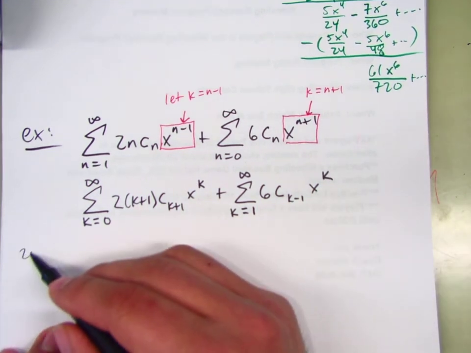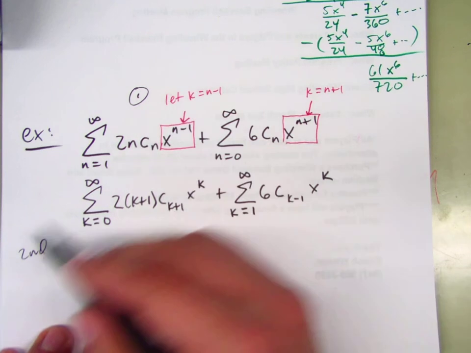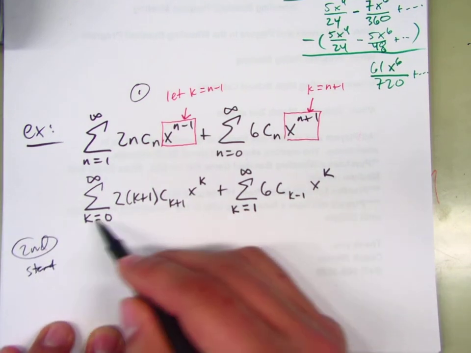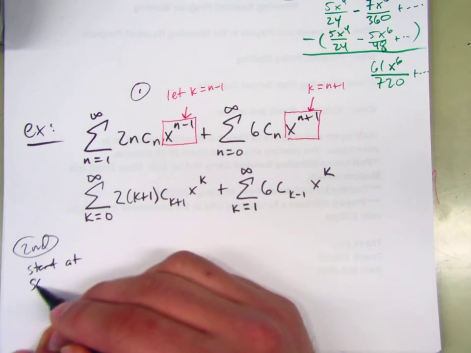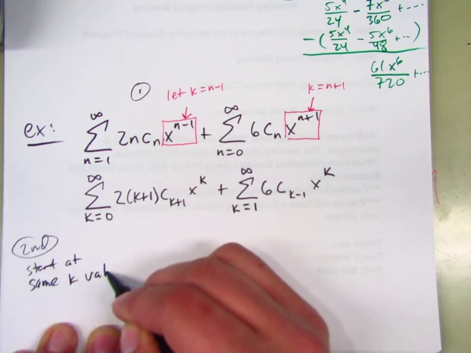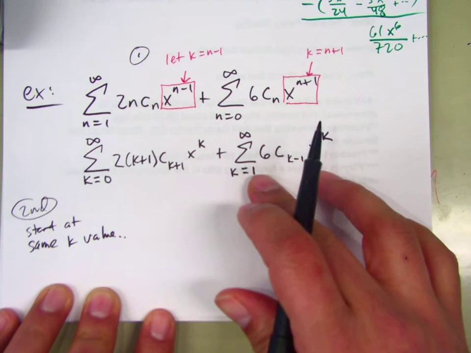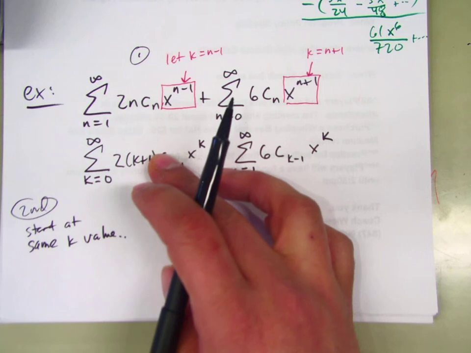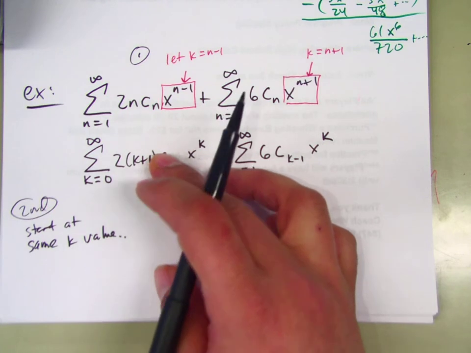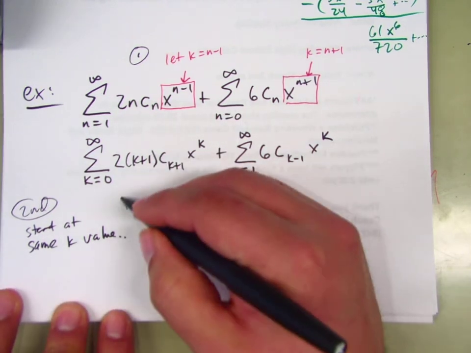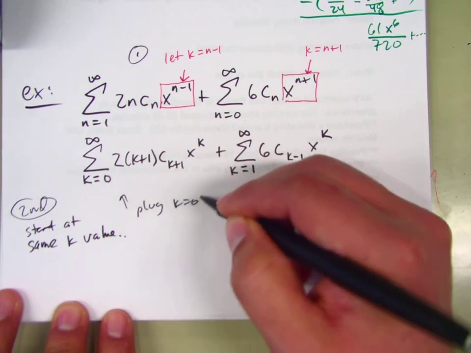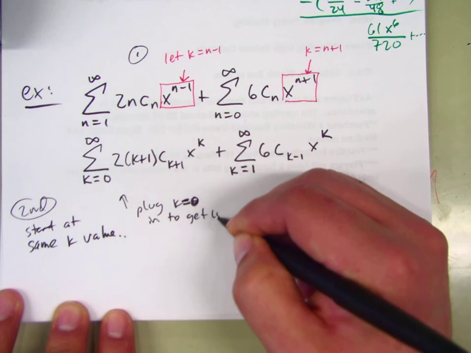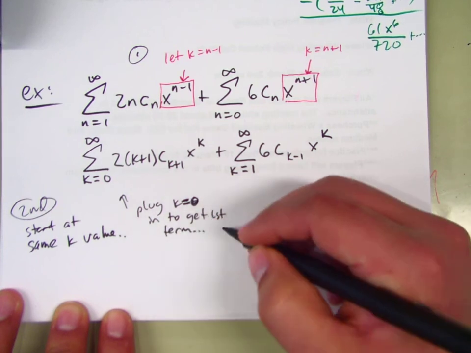Second, we want the start value to be the same, so we want to start at the same k value. This one starts at 1. We can easily make this one start at 1 by just plugging in 0 and figuring out what that looks like. Does that make sense? So plug 0 in to get the first term, and then we should be okay.